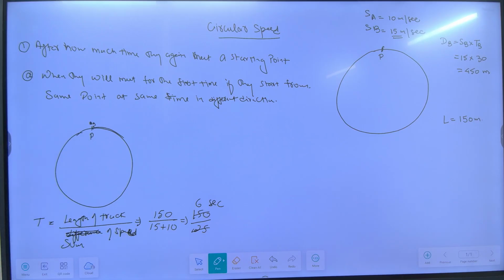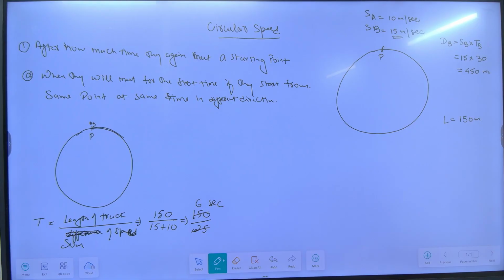So in the first case, how much did you get? 30 seconds. That means after every 30 seconds, they will keep on meeting. Here, after every 6 seconds, they'll keep on meeting. A is here, B is here, and together they have to cover 150. Opposite direction, divided by sum of speed. When two objects are moving in opposite direction, we take the sum of speed, 25, so 6 seconds. They'll meet after every 6 seconds.